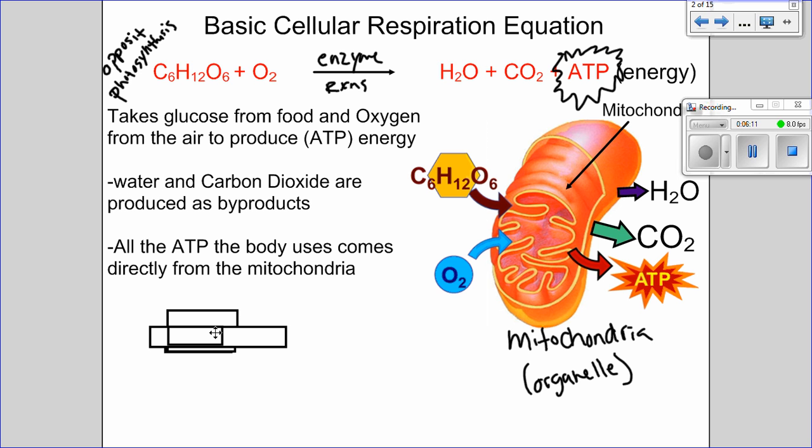Now, water and carbon dioxide are not really that important because they are simply byproducts of the process. That's why our bodies produce a lot of water, because each one of our cells is constantly, on a daily basis, like every second, undergoing this process in order to create energy. So this is something that's continually happening in our bodies. And all ATP the body uses comes directly from the mitochondria. So it's important to know that cellular respiration happens in the mitochondria.